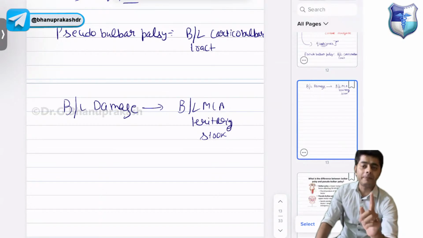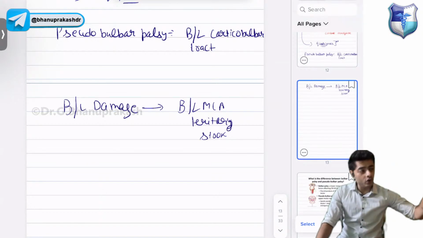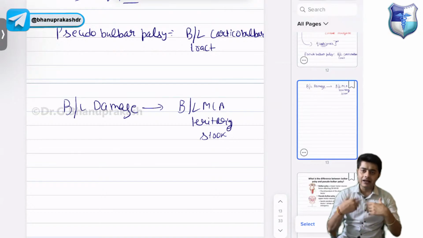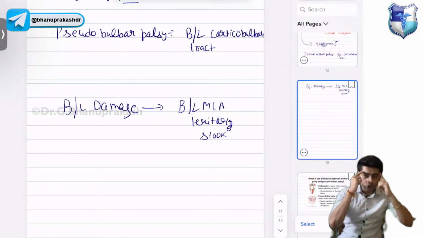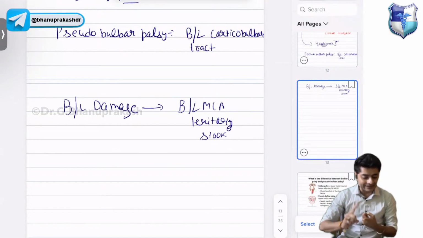So if you are suspecting a pseudobulbar palsy in a patient who has a stroke, because there are other conditions of pseudobulbar palsy also, we will discuss them also. But if in a stroke patient you are thinking of pseudobulbar palsy, you should always think of bilateral stroke which presents with quadriparesis. Okay, everyone?